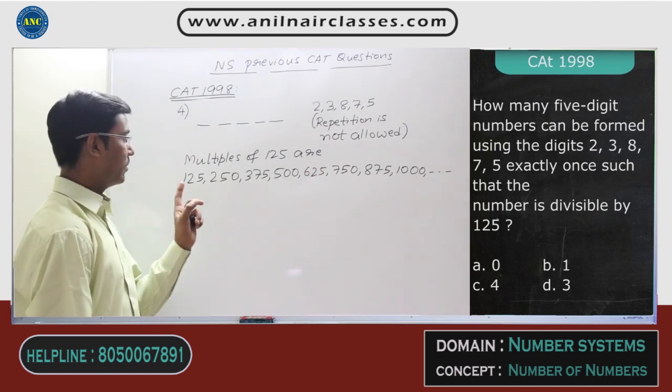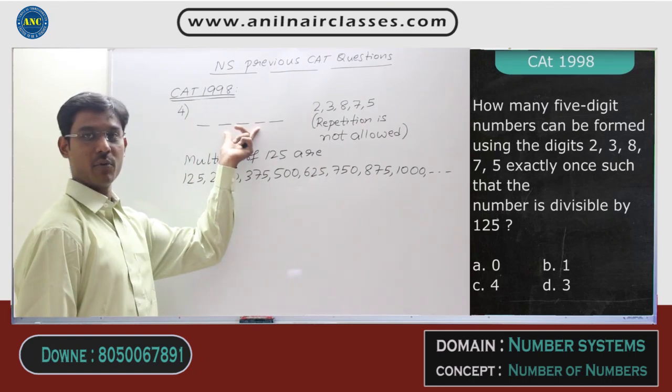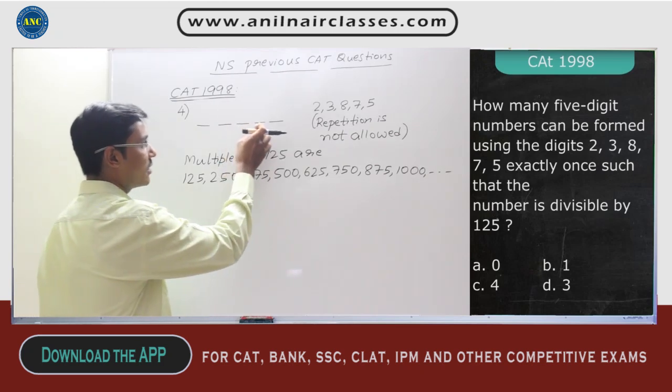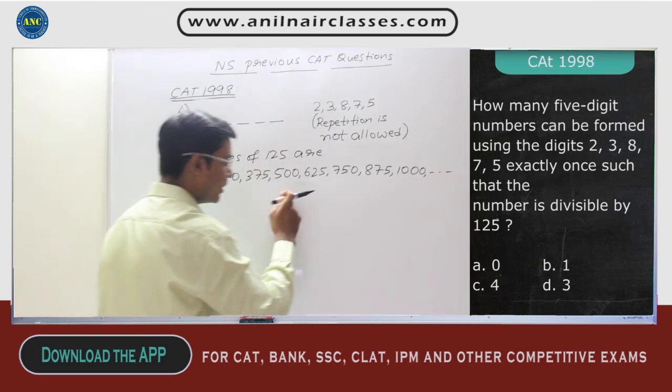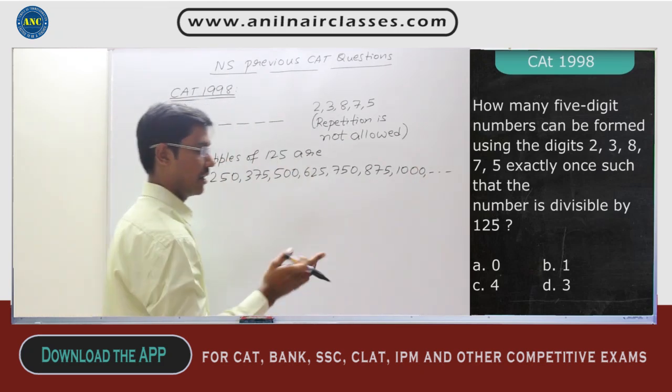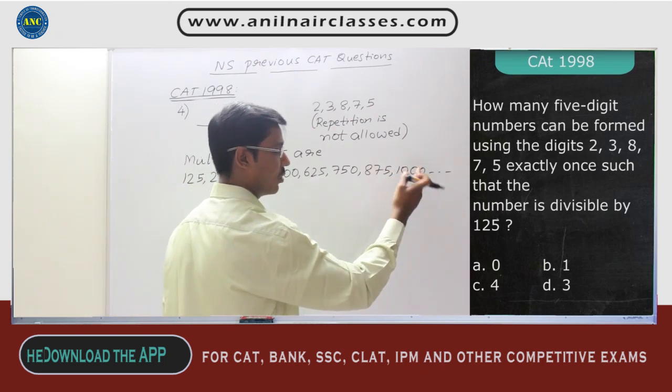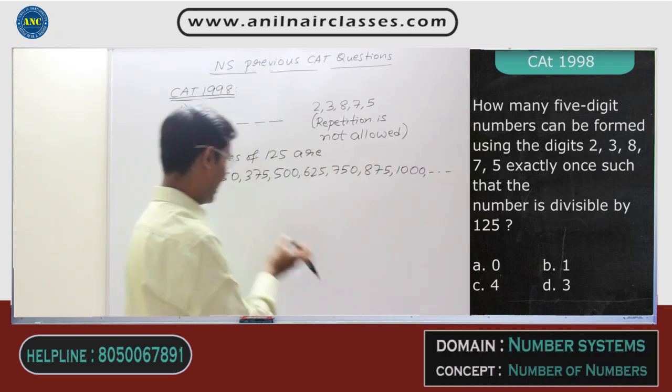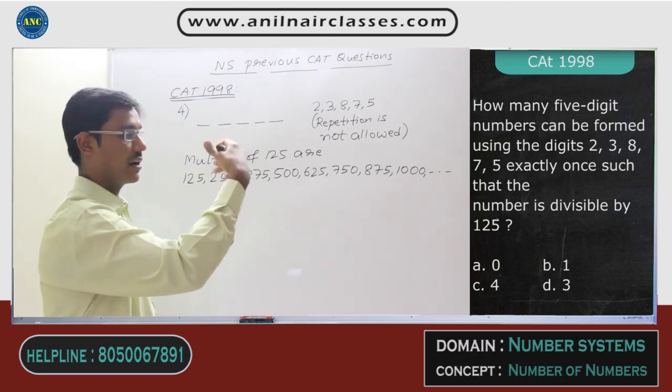Now they are telling that this number should be divisible by 125. That means the last three places should be any of these digits. But 1000 I can't take, I can take 000. The next number is anyway 1125, that is nothing but 125 only. The pattern continues again.